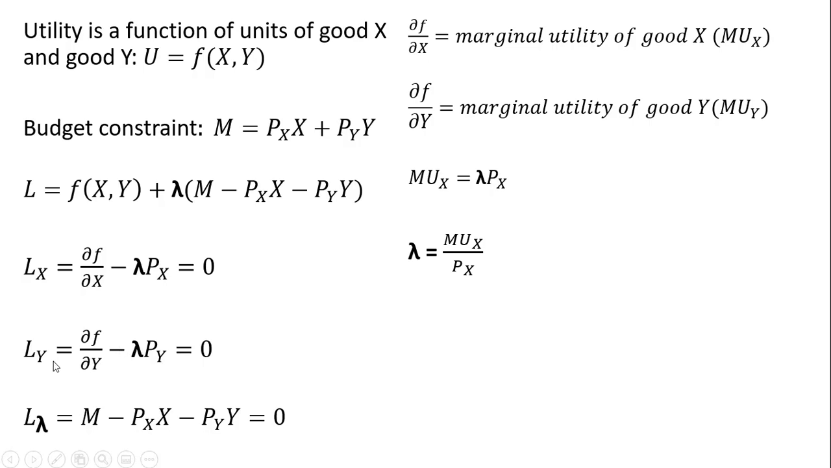Doing a similar thing for this middle partial derivative. So the partial derivative of the function with respect to good Y is just the marginal utility of good Y. Moving some things around and solving for lambda. So again, from the last slide, we saw that lambda equals the following.